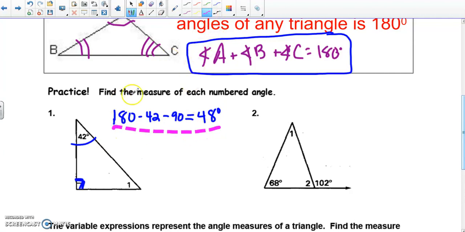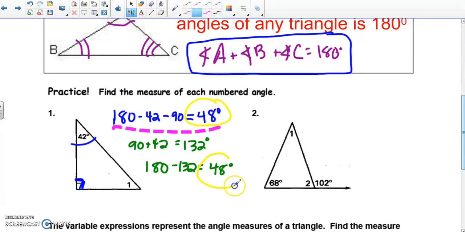Another way I've seen people do this that works well for them is to add up what we've used up. So we've used up 90 plus 42. So we've used up 132 degrees of our 180 degree budget. So now we take that 132 and we subtract that from 180. And it actually, as it should, gets us to the same answer. So whatever you think works best for you, whatever you want to do, do it that way.